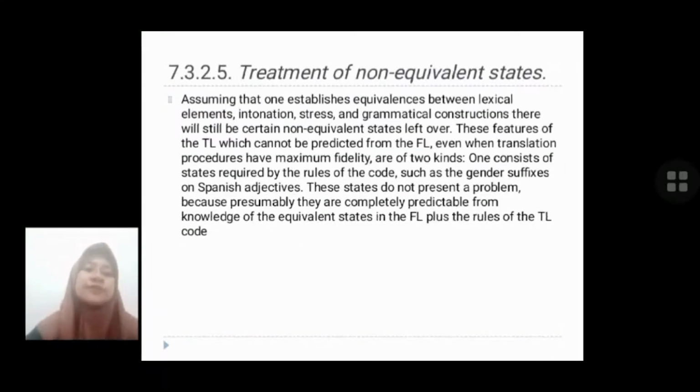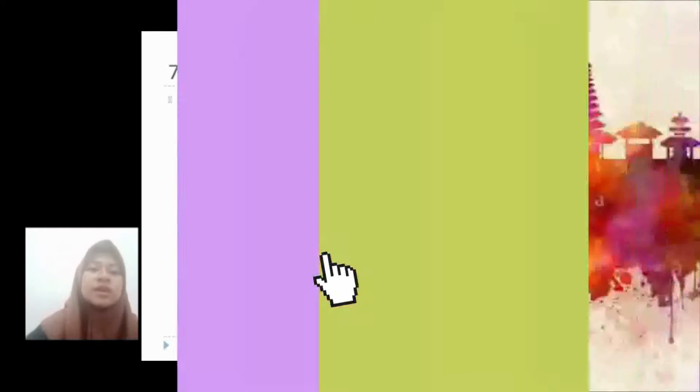Treatment of non-equivalent states. Assuming that one establishes equivalences between lexical elements, intonations, stress, and grammatical constructions, there will still be certain non-equivalent states left.